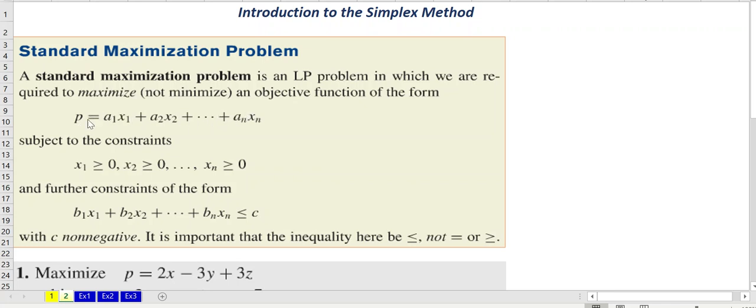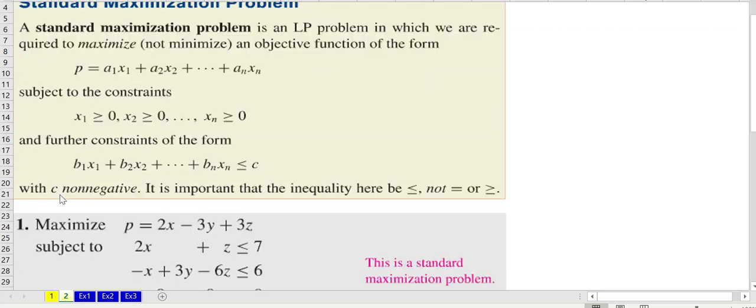It is linear, some constant times an x plus some constant times an x sub 2 plus a constant, and there could be many different variables. X sub 1, x sub 2, x sub 3, x sub 4, on and on and on. Or we could just call them x, y, z. Subject to constraints. So we have the non-negativity constraints, that's what these are, and then we have our linear constraints. b sub 1, x sub 1, b sub 2, x sub 2, plus ... b sub n, x sub n.